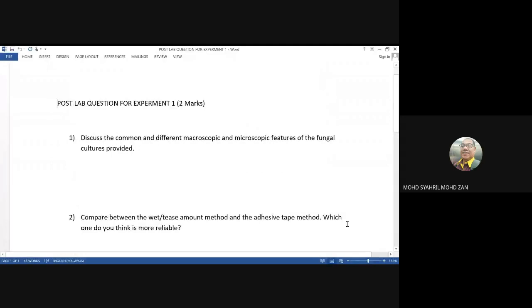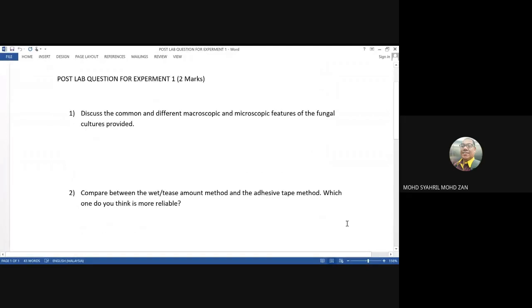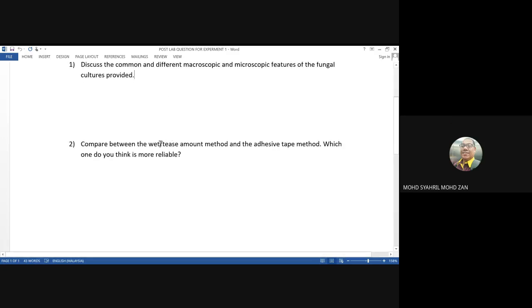So there awak akan ada 2 soalan untuk setiap eksperimen. So for post lab question for experiment 1, awak kena jawab yang pertama adalah discuss the common difference between macroscopic and microscopic feature of the fungal culture they provide. So dekat sini awak kena buat apa beza antara dua culture fungal yang ada. So contohnya mold dengan yeast. Okay, yang kedua, compare between the wet yeast mount method and adhesive tape method. Which do you think is more reliable?